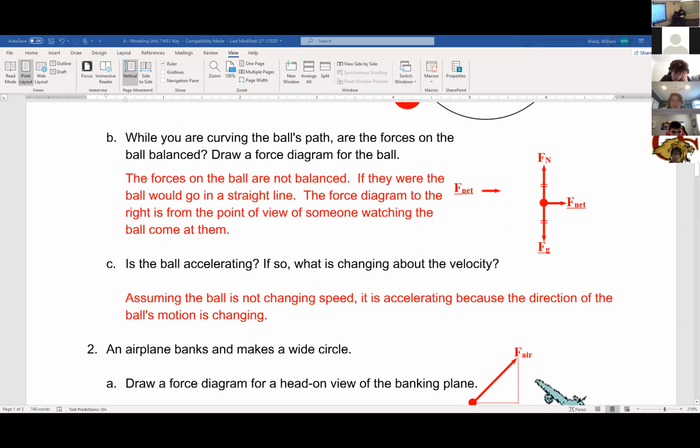And then, is the ball accelerating? If so, what is changing about the velocity? And that's what we talked about in today's lesson and somewhat in the last one, that it's the direction that's changing. Velocity is a vector, so it has both magnitude and direction. And therefore, the direction changing means it is accelerating, even if its speed is constant. Questions on number 1?